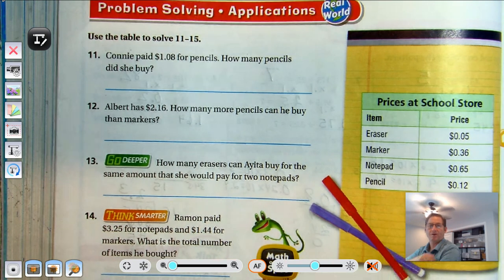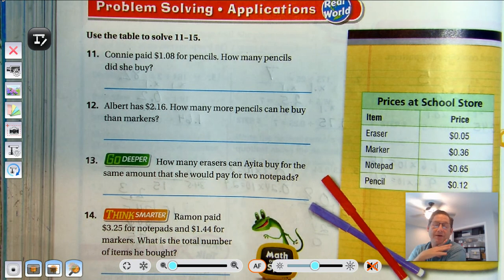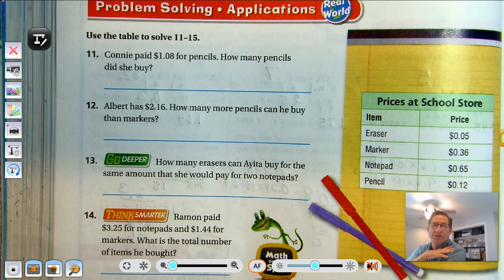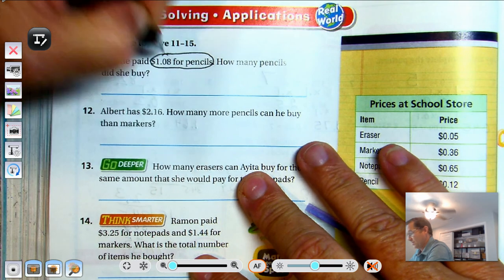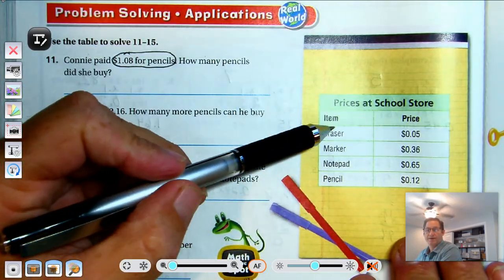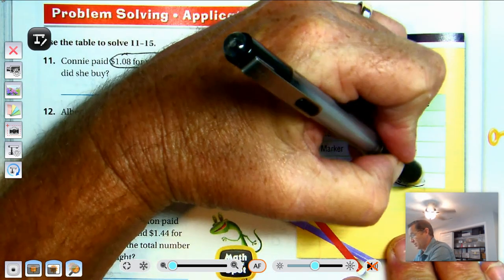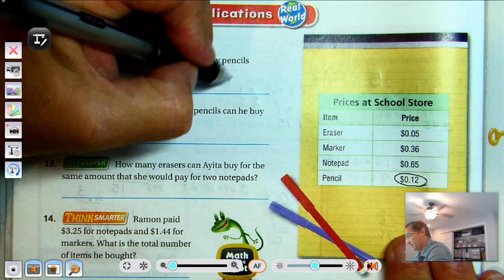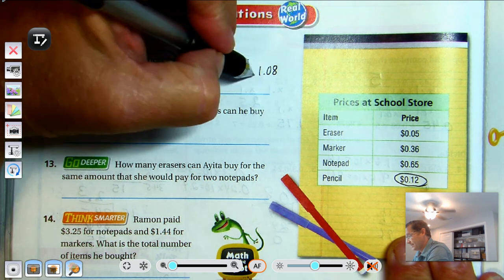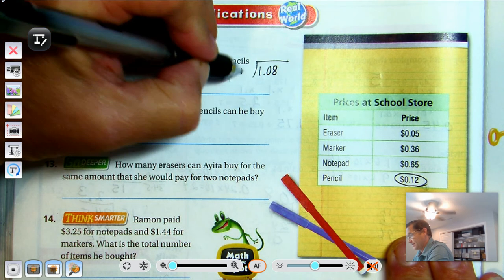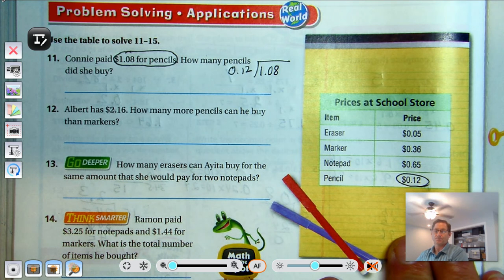Connie paid $1.08 for pencils. How many pencils did she buy? Okay, well, I have to use the table over here, and each pencil costs 12 cents. So the division problem would be $1.08 divided by 12 cents.